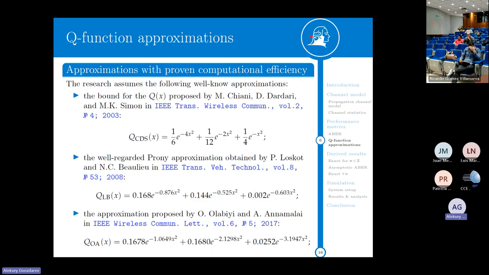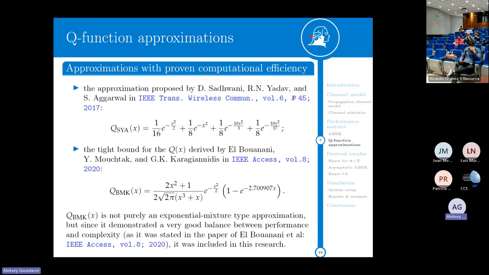Among those, we assume the most widely used ones with a proven computational efficiency, namely the approximation proposed by Professor Chiani with colleagues in 2003, the Prony approximation obtained by Professor Loscott with colleagues in 2008, the one presented by Professor Namalai with colleagues in 2016, the approximation presented by Professor Sadwani with colleagues in 2016, and the approximation derived by Professor Faisal Al-Bouanani with colleagues in 2020. Since most of the works mentioned above present several approximations, only the best of them were chosen. All of the approximations of the Gaussian Q functions were cross-compared in terms of average bit error rate of an MPSK modulation and tested against numerical simulation.